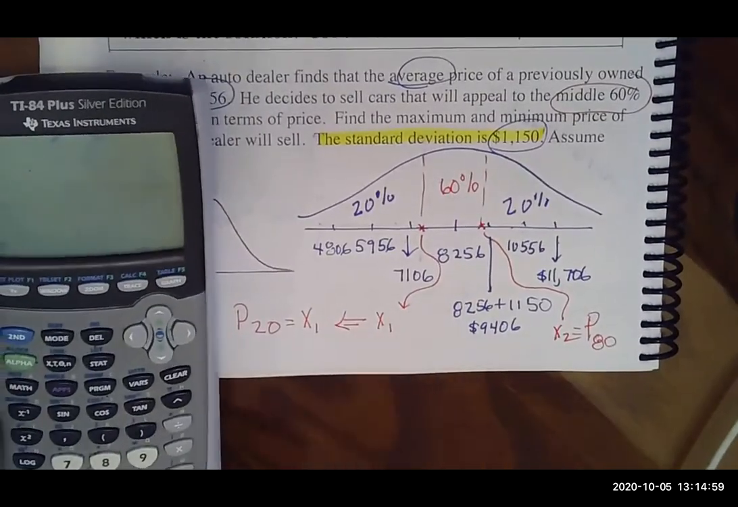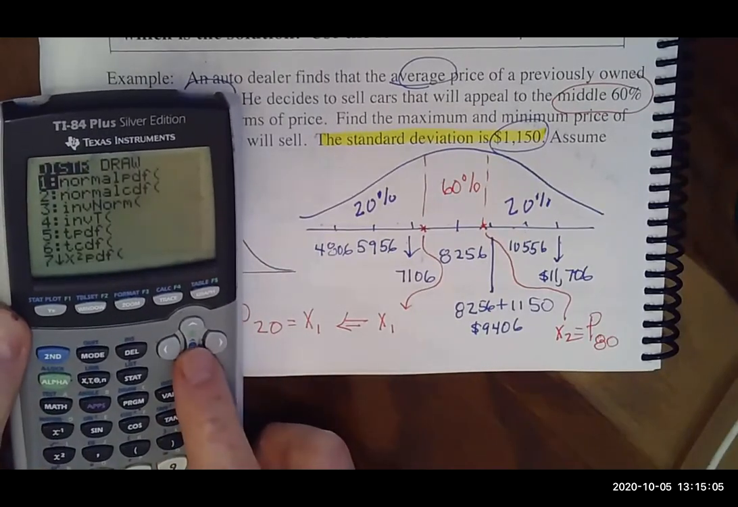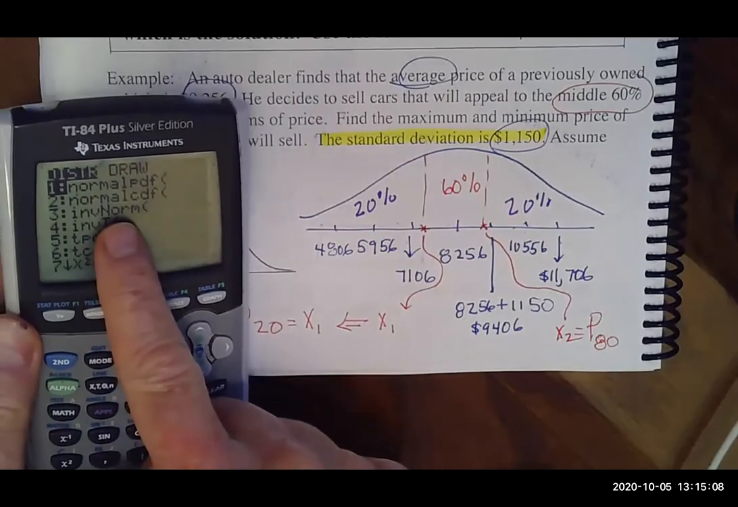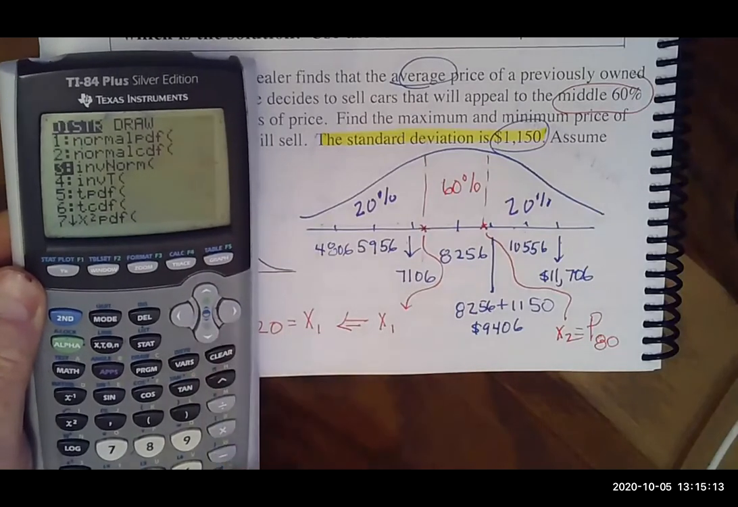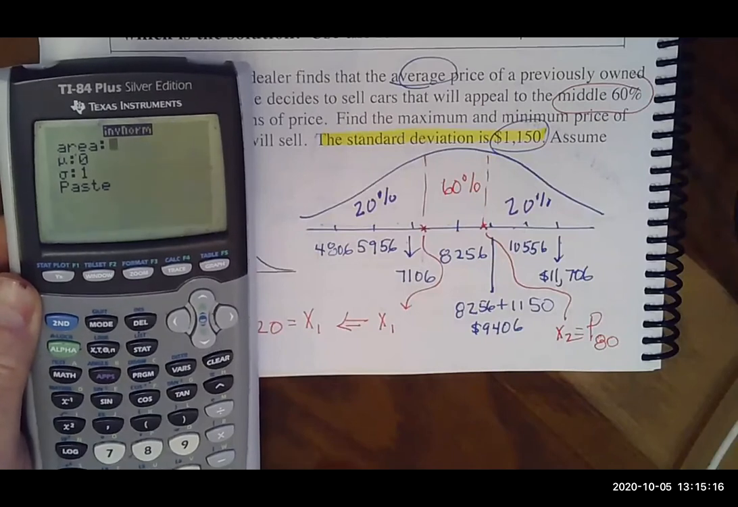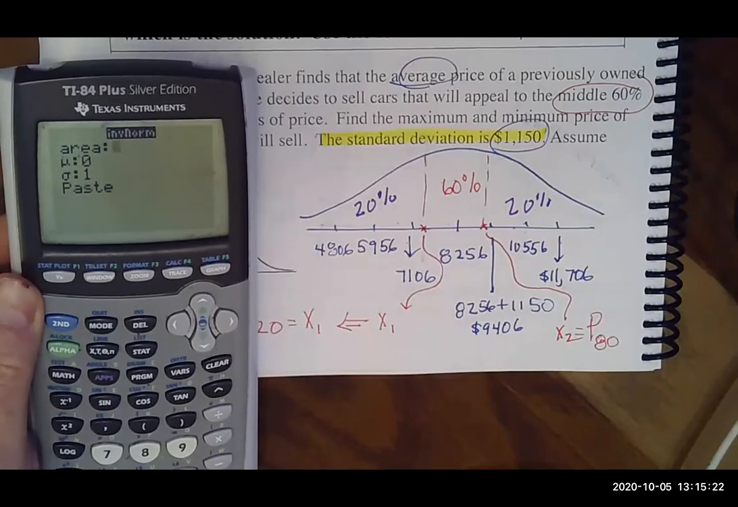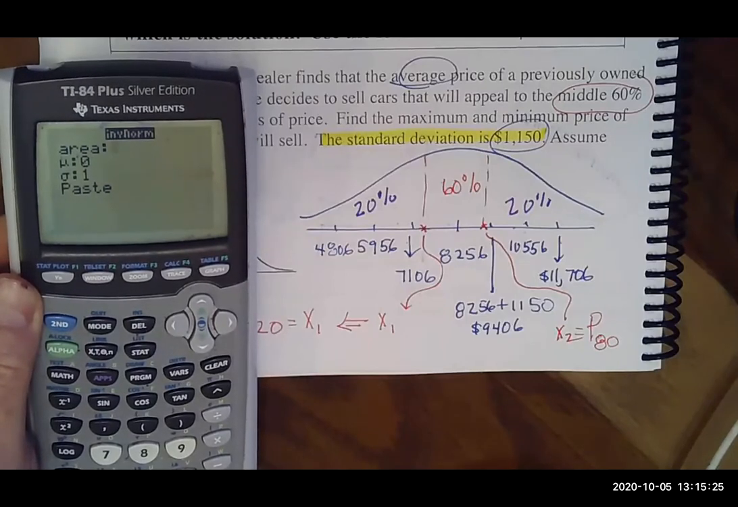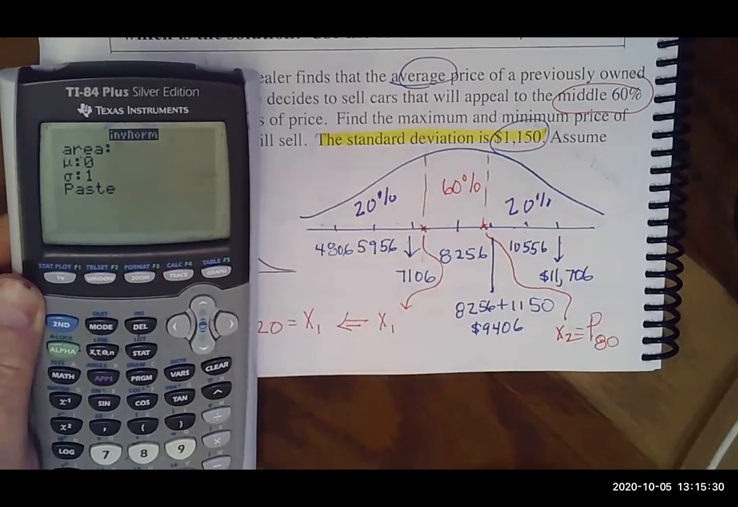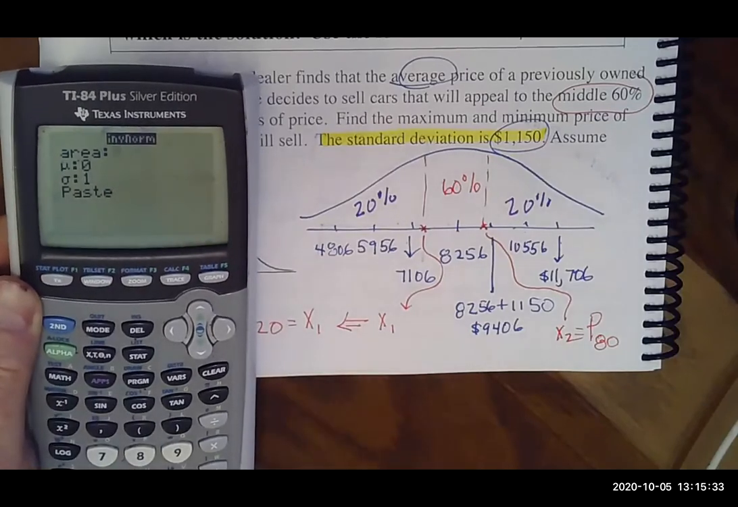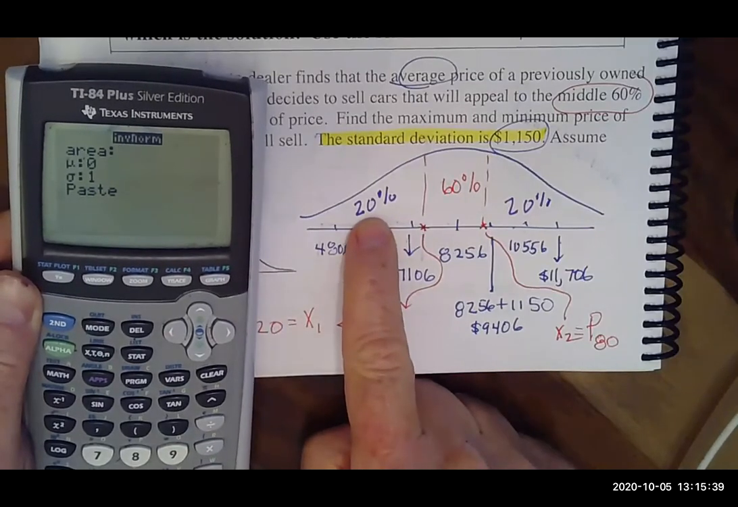to find x of 0.2, I'm going to turn on the calculator. It's going to be second distribution. There it is, number 3. You see where it says inverse norm? Number 3. Now mine's a TI-84 plus, and it asks slightly different than the way they show it in your textbook for the TI-83. So the area is the percentile or the percentage. I want 20. Don't put it as a percentage. You've got to put it as a decimal.